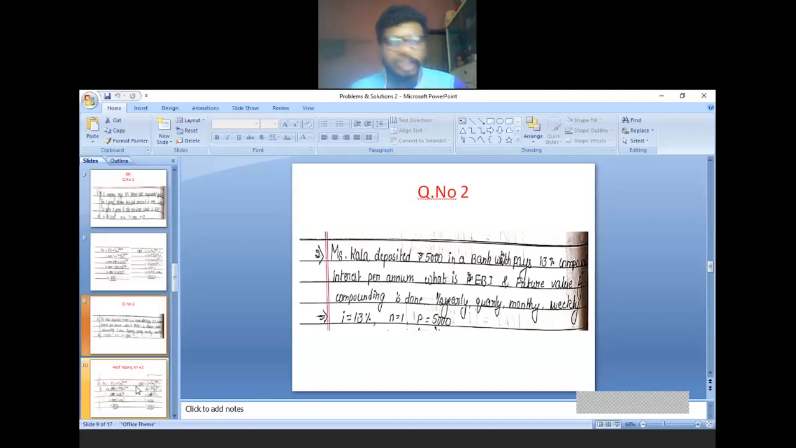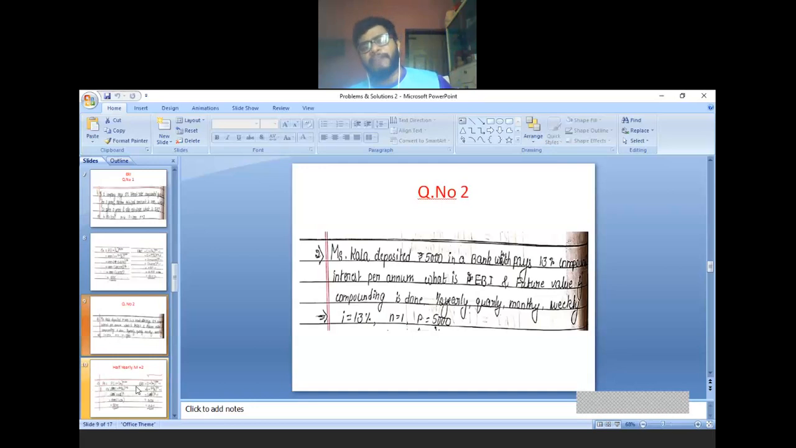That means M is given. Half yearly means M is equal to 2, quarterly means M is equal to 4, monthly means M is equal to 12, weekly means M is equal to 52. What all do you have to calculate? You have to calculate the compound value, that is future value, and you have to calculate ERI. We'll discuss one by one.